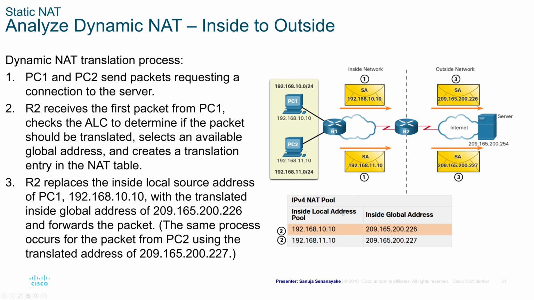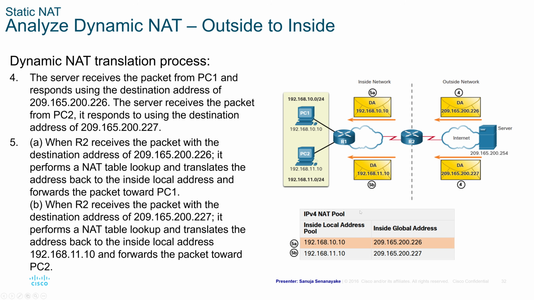So we have a NAT pool, and here's an inside local IP address. For PC1, 209.165.200.226 is the global address assigned to the local one here. And for PC2, the NAT has assigned 209.165.200.227 to that PC2 internal IP address. So you can see that on the NAT pool. This is what's happening right here. PC1 and PC2 request the connection to the server outside. It goes to the R2 router, and R2 checks the ACL to determine if the packet should be translated. If it needs to be translated, it selects an inside global IP address, assigns them accordingly to the request, and adds that to its IPv4 NAT table. So those are the first 3 steps that happen in dynamic NAT.